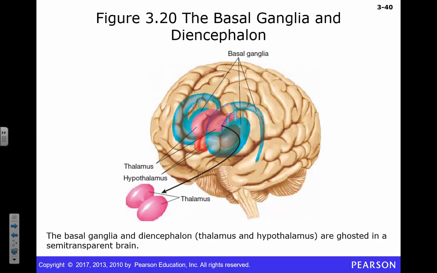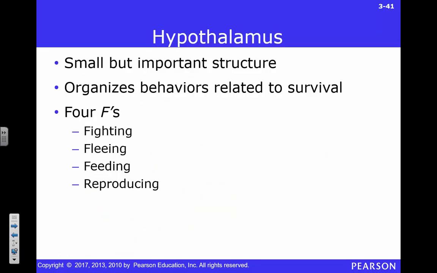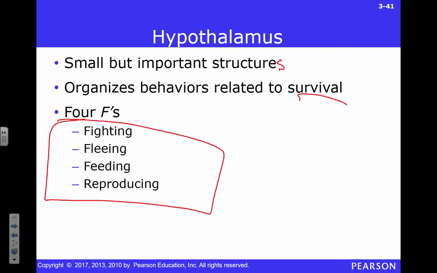There's your basal ganglia, these fun blue guys, and these two whatevers are the thalamus, and your hypothalamus is tucked in under there. Hypothalamus, again, is small but important, and I'm going to put important structures, right, because again it's multiple nuclei. Really important for survival and the things we call the 4 F's: fighting, fleeing, feeding, and reproducing.